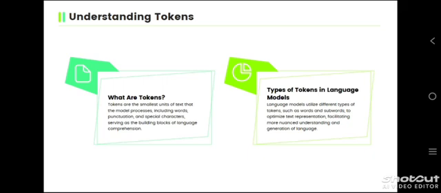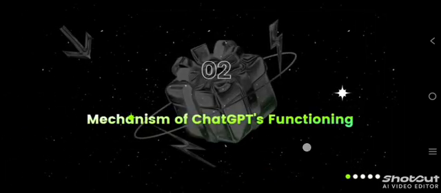Now we are going to understand the mechanism of ChatGPT's functioning. So the tokenization process: how text gets tokenized. The tokenization process involves breaking down text into smaller components or tokens, which can be individual words, phrases, or characters. This enables the model to understand and process language more efficiently.